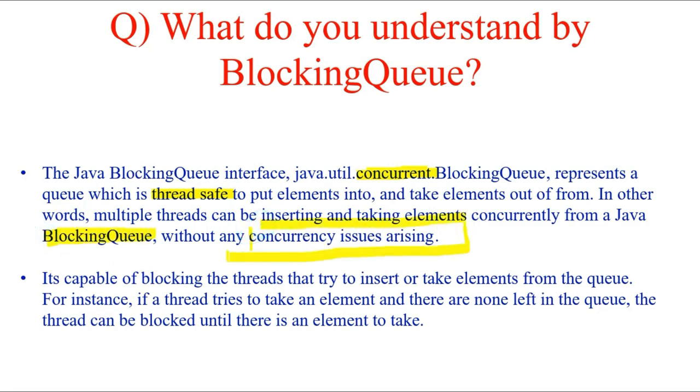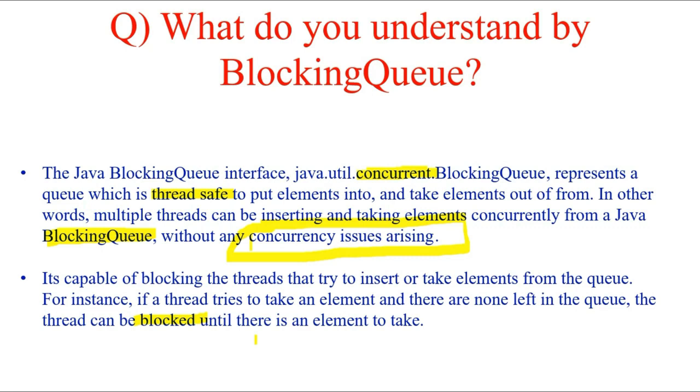Can you see why BlockingQueue is in the concurrent package? Because there is no concurrency issue. Multiple threads can work without any issue on a particular collection which is a queue. And how is it capable of doing that? It's capable of blocking the thread that tries to take an element from an empty queue, or it blocks until there are elements in it, and when the queue is full, it blocks the thread from putting any more items into that queue.